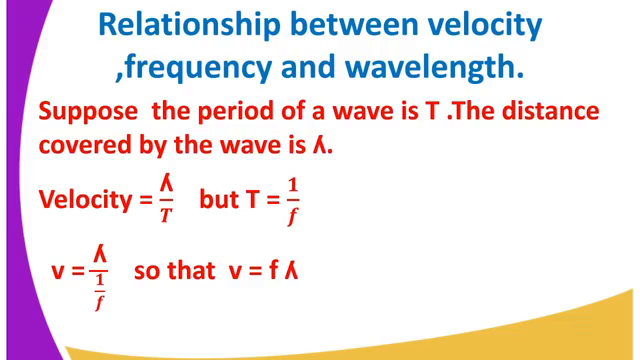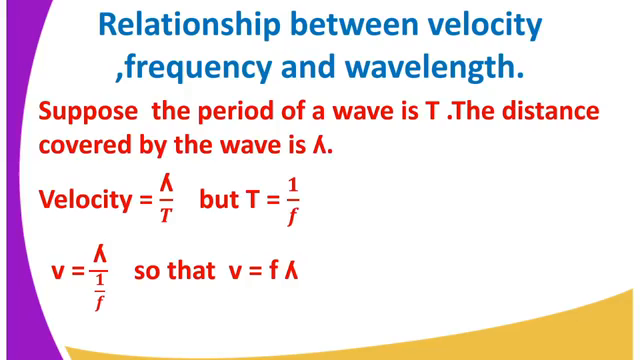So how does this relationship come? Suppose that the period of a wave is T, and the distance covered by a wave is lambda. Lambda is the wavelength, and we defined it as the distance covered by a particle in one complete oscillation. The period of this particle is T. Therefore, how do you calculate the velocity? Velocity is the speed of a wave.